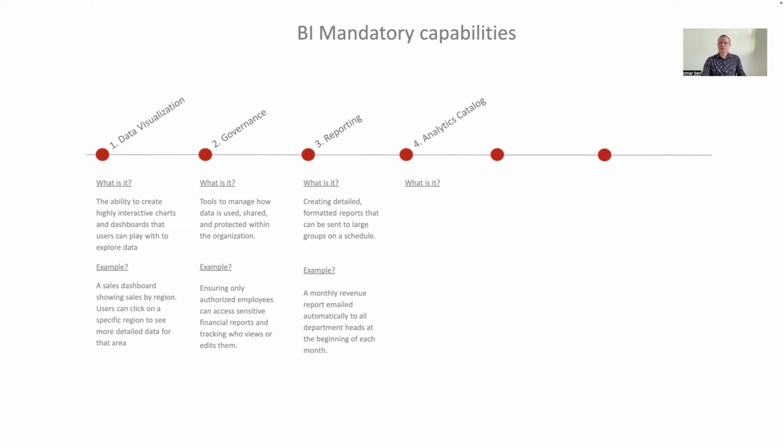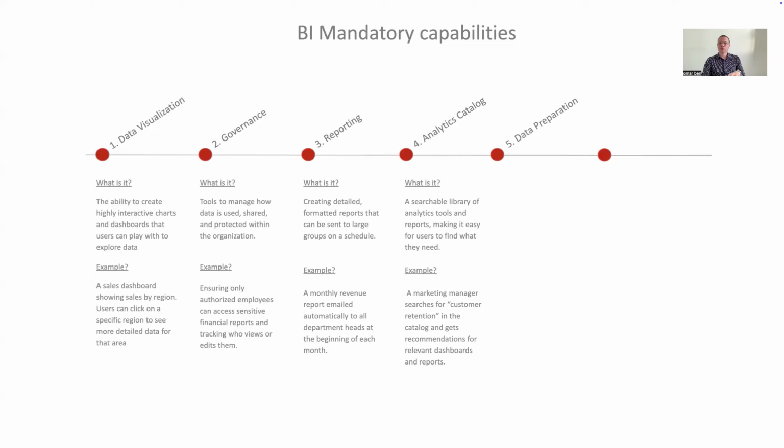Fourth is the analytics catalog. This is a library of searchable preset reports that makes it easier for users to consume your BI software. An example is a customer retention report, where a marketing manager just selects that and has the relevant information for him. Fifth is the data preparation. This is the drag and drop tools that let users combine data from different sources to create custom models. An example would be an analyst that looks at data from the CRM and website analytics to cross-reference and understand the buying patterns.